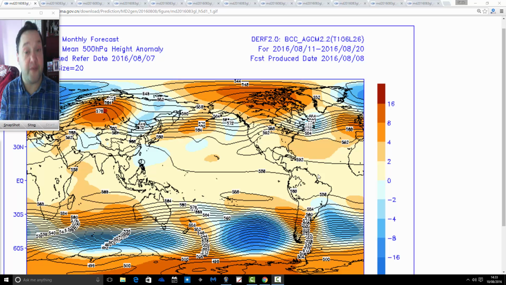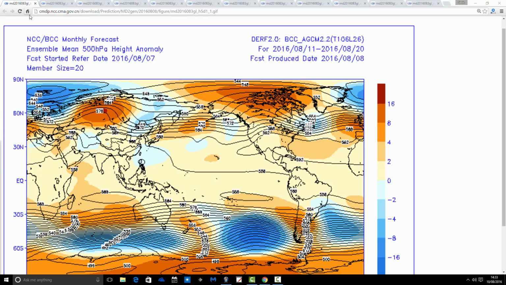So we'll start on 500 millibar height anomalies. These are broken down into 10-day periods. Then we'll go on and have a look at the corresponding temperature and precipitation anomalies and see what's doing. So starting off with the 500 millibar height anomaly for the next 10 days, this takes us from the 11th through to the 20th of August.